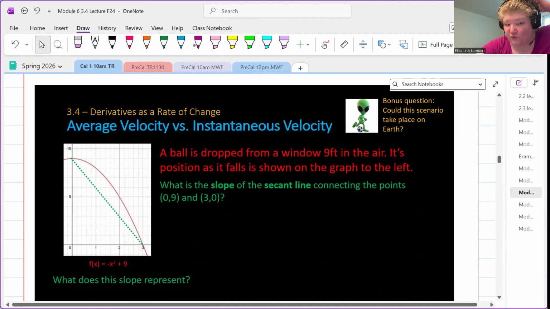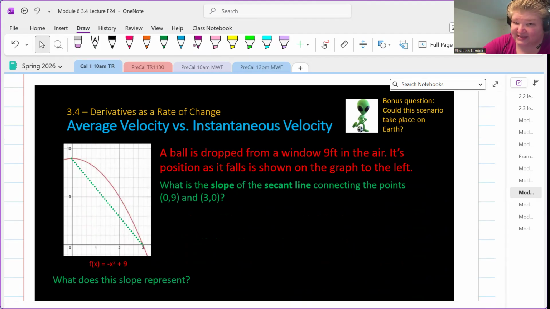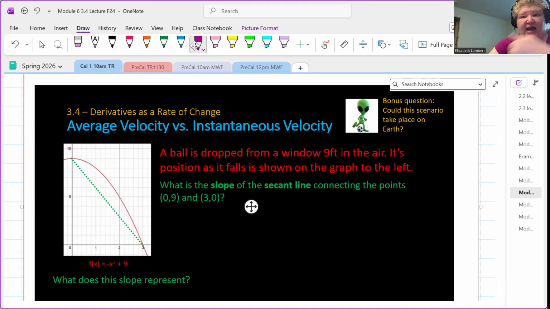Now, we do want to talk overall about the difference between average velocity versus instantaneous velocity. So the average velocity is the total distance being traveled divided by the total time being traveled. So when I look at my graph here, it's -x squared plus 9. So we're saying a ball is being dropped from a window 9 feet in the air. Its position as it falls is shown on the graph to the left. So this means as time progresses, the ball gets closer to the ground.